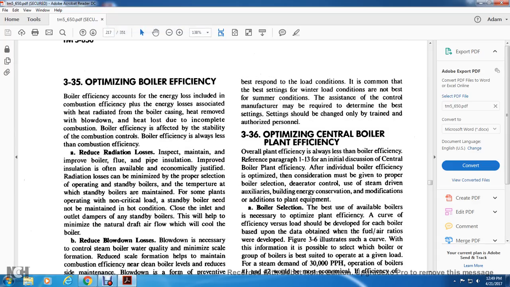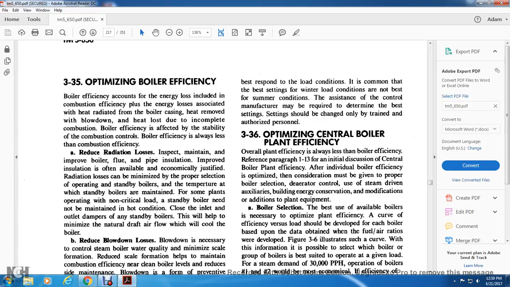335. Optimizing boiler efficiency. Boiler efficiency accounts for the energy loss indicated by the combustion efficiency, plus the energy loss associated with heat radiating from the boiler casing and the heat removed with the blowdown. Heat loss is due to the combustion. Boiler efficiency is affected by the stability of the combustion controls. Boiler efficiency is always less than the combustion efficiency.